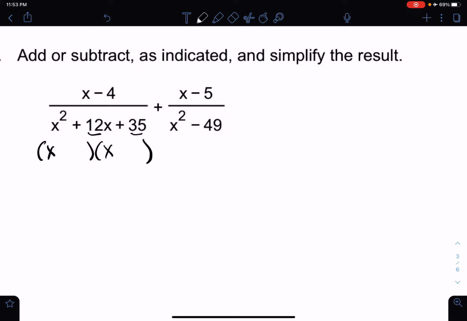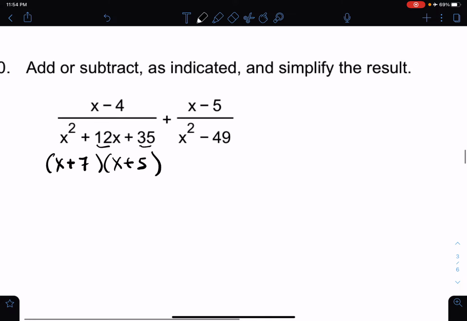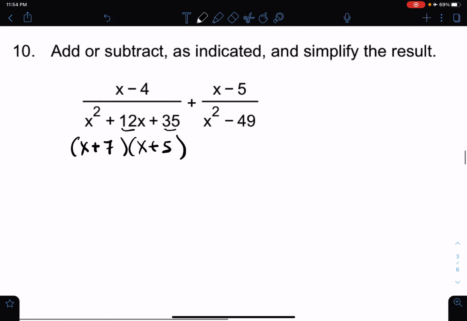What multiplies to 35 and adds to 12? How about x plus 7, x plus 5? 7 times 5 is 35, and 7 plus 5 is 12. So that factored out. And then what about number 10? What about this guy right here?